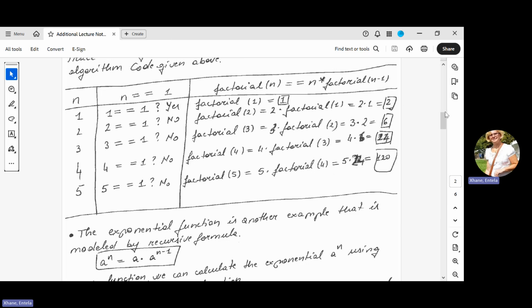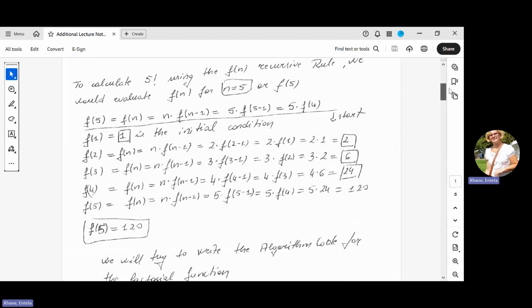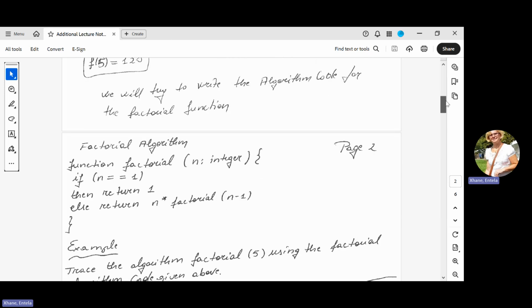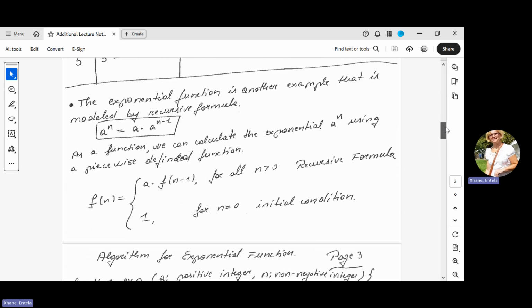So if you look at the table, it is pretty much the same as the factorial function, which is given in the form of a piecewise defined function. So the algorithm code almost works the same. Now, using the same idea, the second function that we introduced is the exponential function.